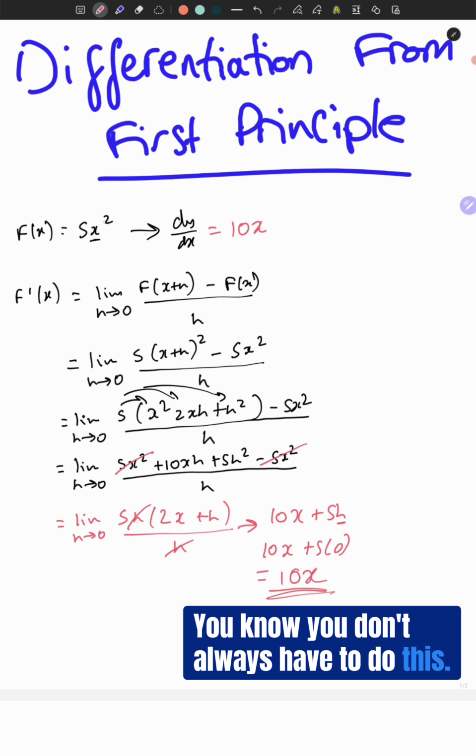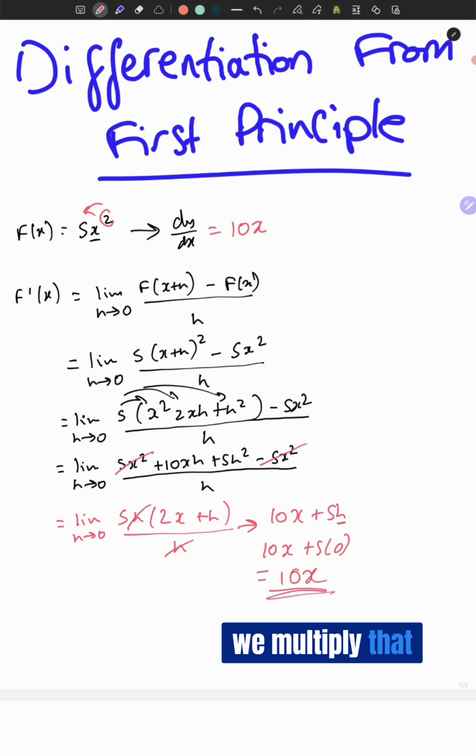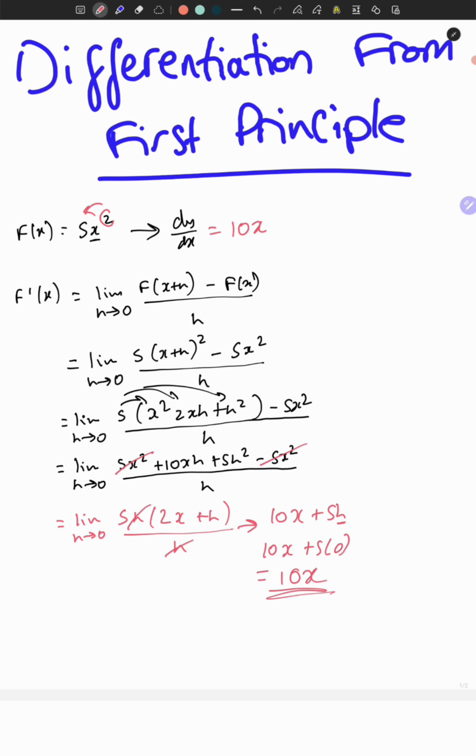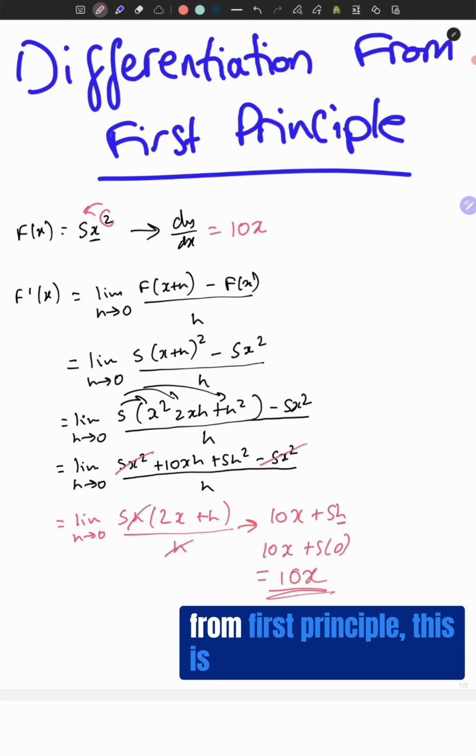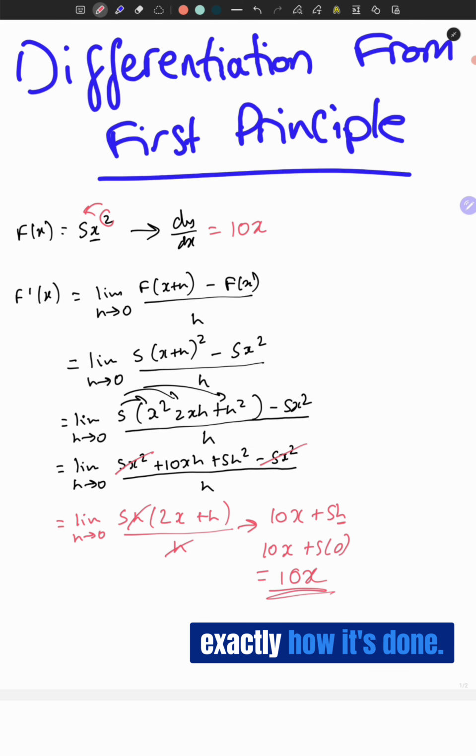You don't always have to do this. We know simply we take this, we multiply that, and take a power away. But in case they ask you to differentiate from first principle, this is exactly how it's done.